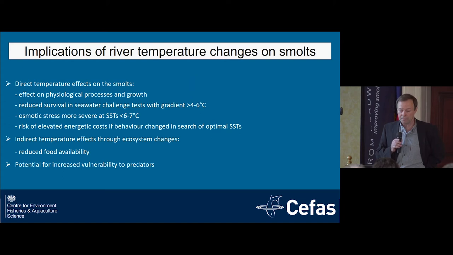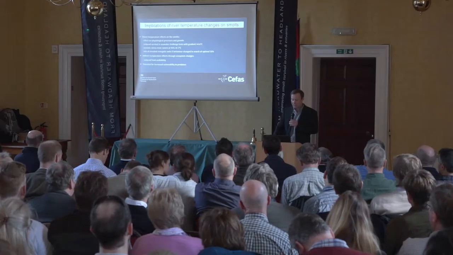Also, there's a risk of elevated energetic costs in behaviour if the fish are seeking out different optimum sea surface temperatures. There's also indirect effects of temperature, and these are mainly through ecosystem changes, reduced food availability, and the potential for increased vulnerability to predators. So all in all, the freshwater environment and the changes are causing the smolts certain problems, particularly when they enter the marine environment.